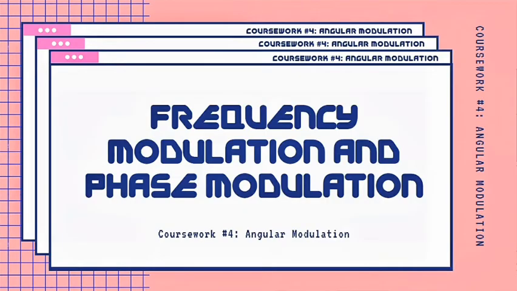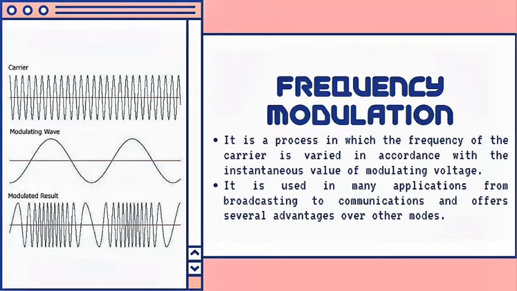Now let's start off the discussion by defining the frequency modulation. Frequency modulation or FM is defined as the process in which the frequency of the carrier is varied in accordance with the instantaneous value of modulating voltage. The amount of change in frequency is determined by the amplitude of the modulating signal.